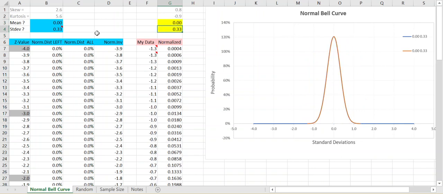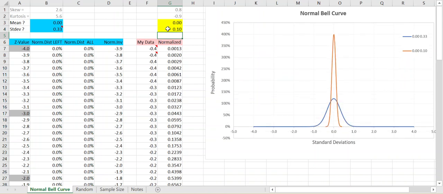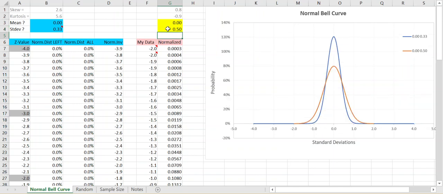Now what I want to do is, relative one to the other, change the standard deviation. So here the standard deviation is 0.33. If I take this and make it smaller, 0.1, you see that it becomes tighter, which means it has less variation. It becomes more like a mountain peak or a spike, right? If I make it wider, it has more variation.